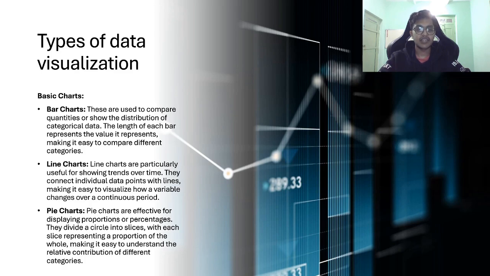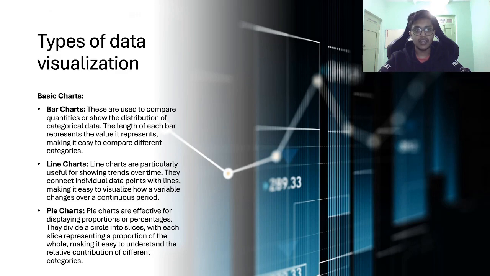Next, we have line charts. Line charts are particularly useful for showing trends over time. They connect individual data points with lines, making it easy to visualize how a variable changes over a continuous period of time. Next, we have pie charts. Pie charts are effective for displaying proportions or percentages. They divide a circle into slices, with each slice representing a proportion of the whole, making it easy to understand the relative contribution of different categories.